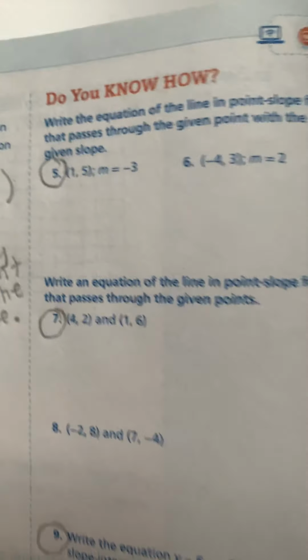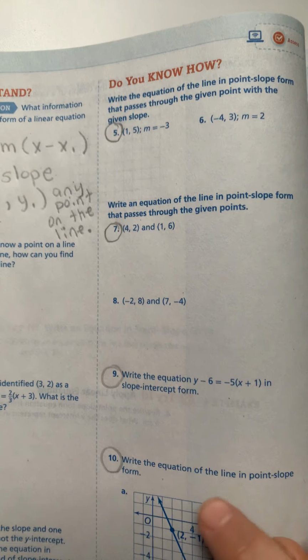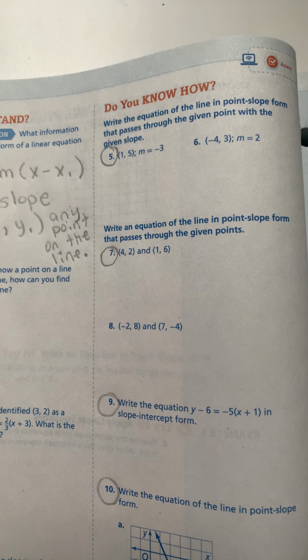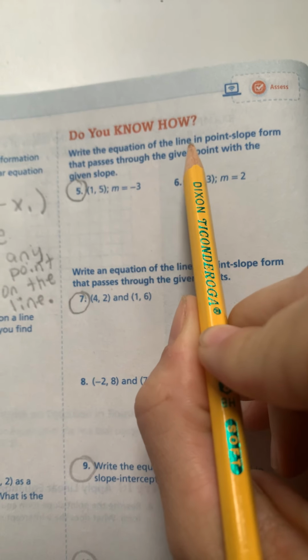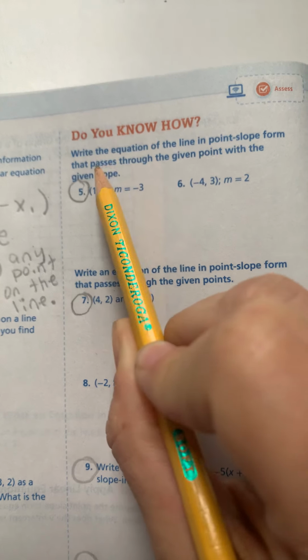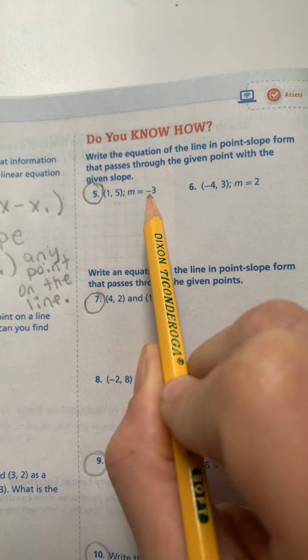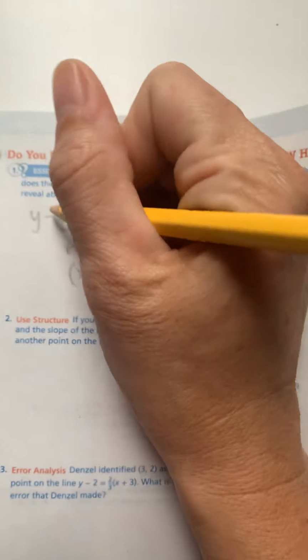All right, so I want to do question 5 here. I don't have which questions I gave you for homework right in front of me, but I'm pretty sure I didn't give you any on this page. So, write the equation of the line in point slope form that passes through the given point. This they give you the point and the slope. So we're just going to take what we have here.